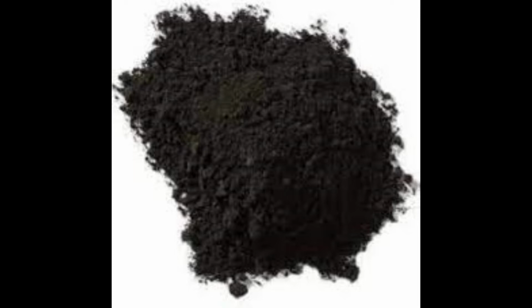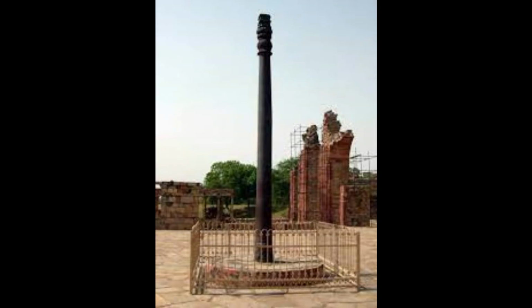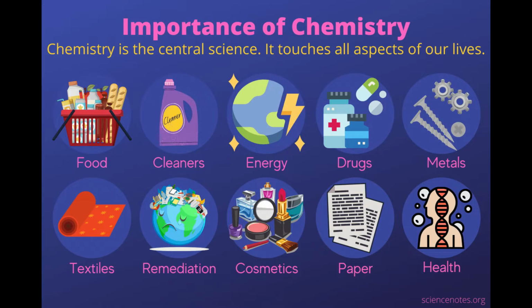It is due to the formation of a thin film of magnetic oxide on the surface. It results in a finishing treatment given to the pillar, painting it with a mixture of different salts, then heating and quenching. Importance of chemistry.